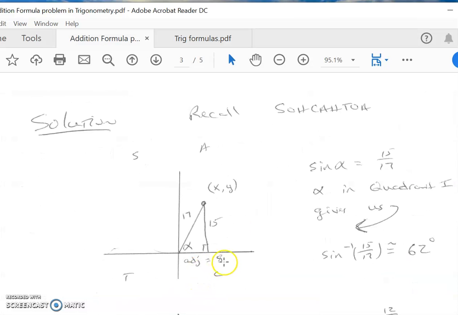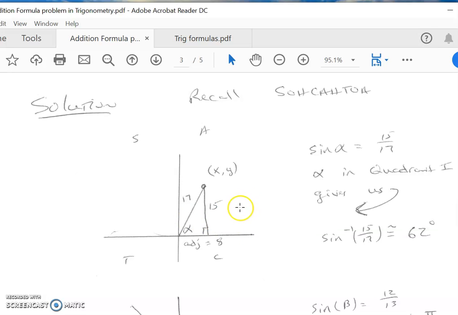Okay, so the SOHCAHTOA, we need to know that. One of the conditions that the problem gave us was that the sine of alpha is 15 over 17, and alpha is in quadrant 1. So this is the easy one. No problem whatsoever. SOHCAHTOA tells me that the sine is opposite over the hypotenuse. So the opposite of alpha is 15, and the hypotenuse is 17. That's not a problem at all.